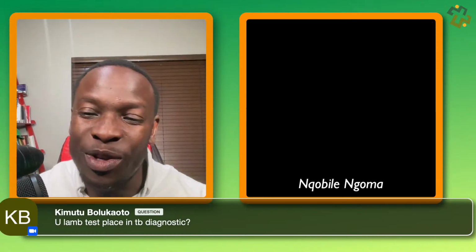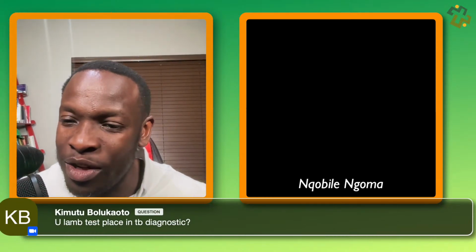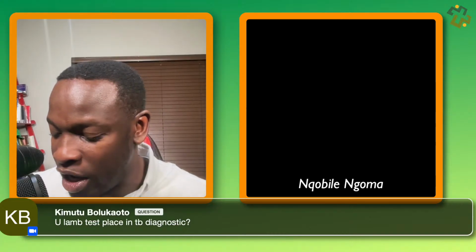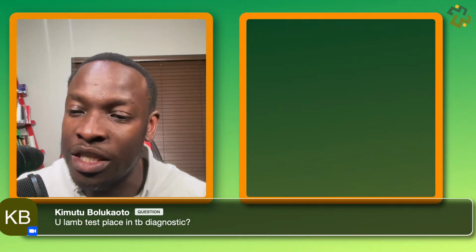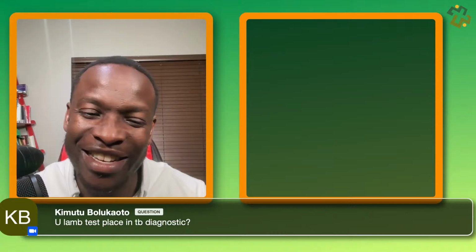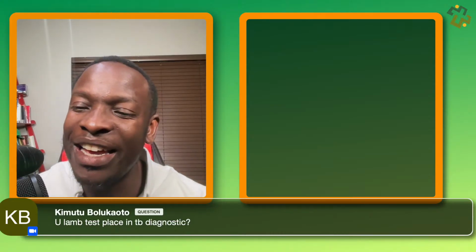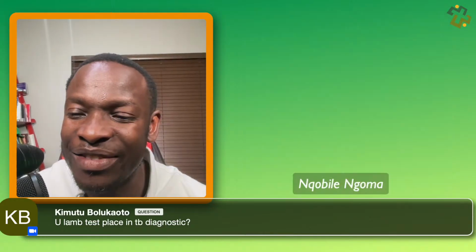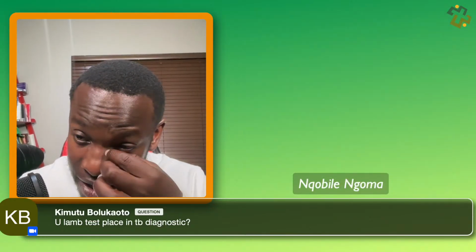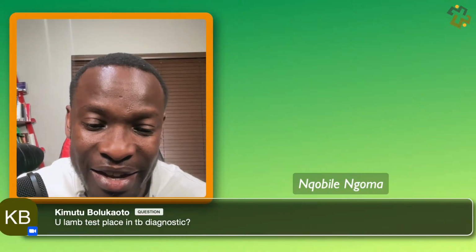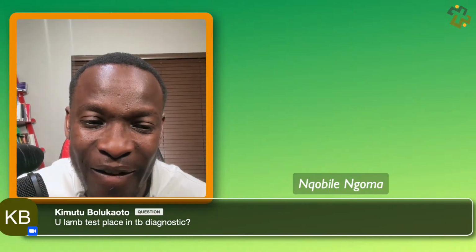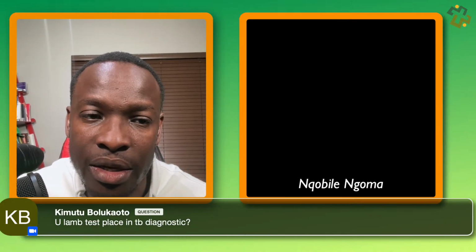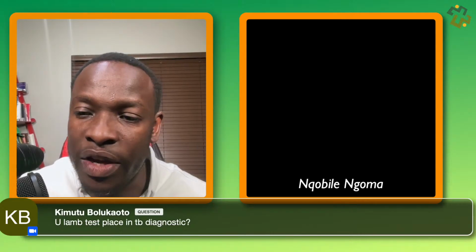Kimutu is asking about urine LAM. Ncobile, you didn't tell us, whom are you providing the machines to? Ncobile, hi. Can you hear me? I don't know if she can hear me. Hi, yes, Ncobile, I can hear you, but I lost you. You were off for a while. Yes, you have a network challenge there.